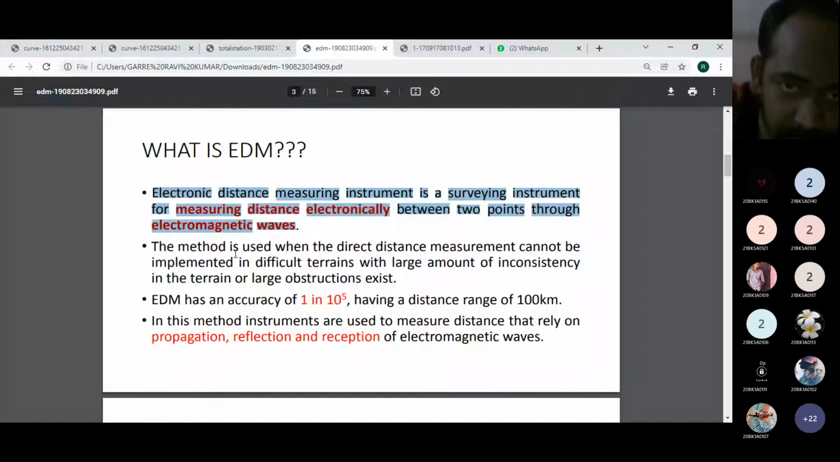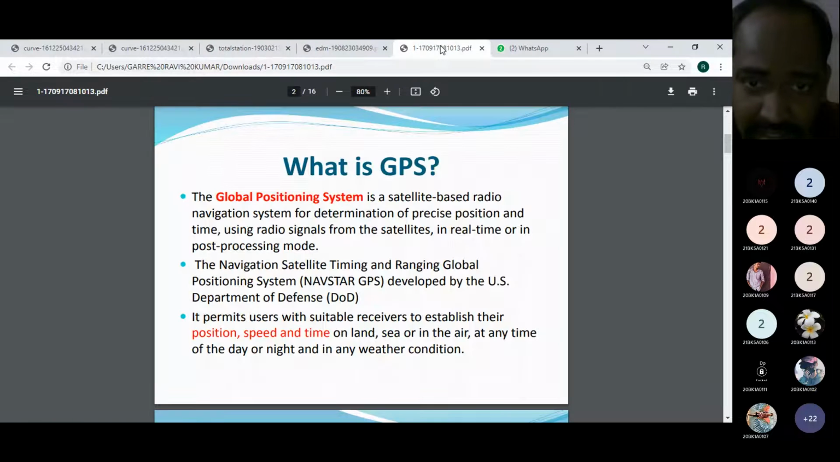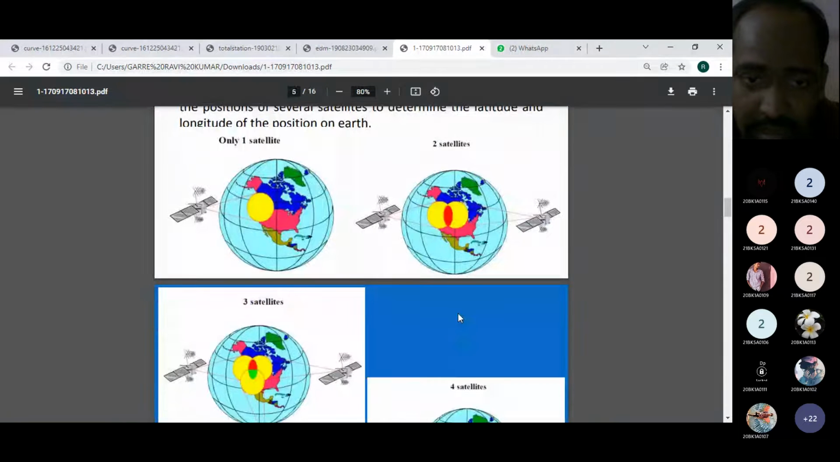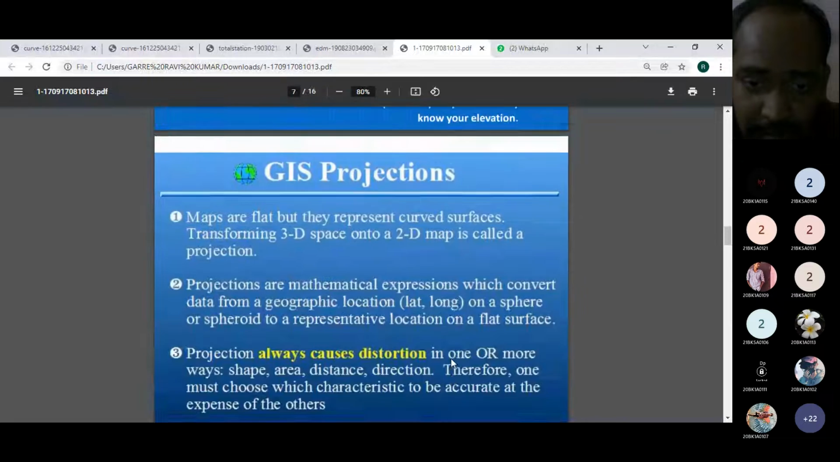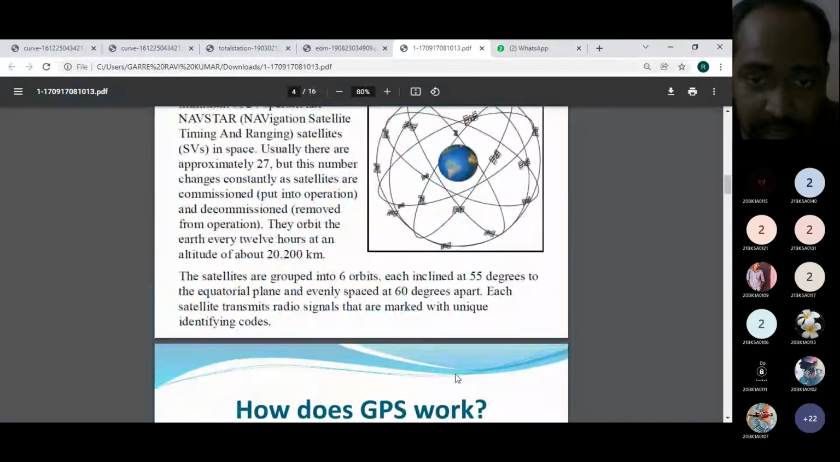Now two kinds of instruments will be used. One is the total station, which will be like this, and another one is the GPS. GPS works based upon satellite communication. Even nowadays, everybody has GPS in their mobile.